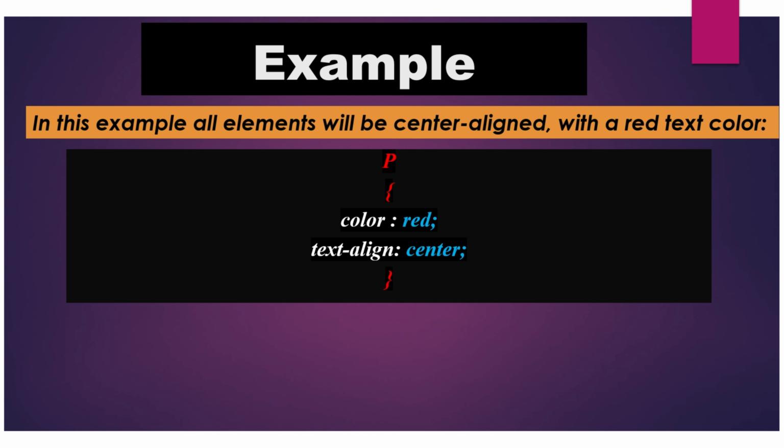As we already said, in this example all elements will be center aligned. As you see, text-align center with red text color. Color is the property and red is the value. So this is how we can use CSS in our web page.